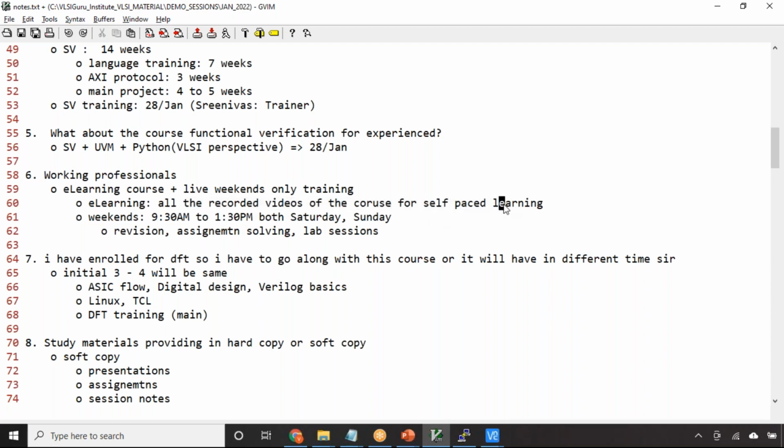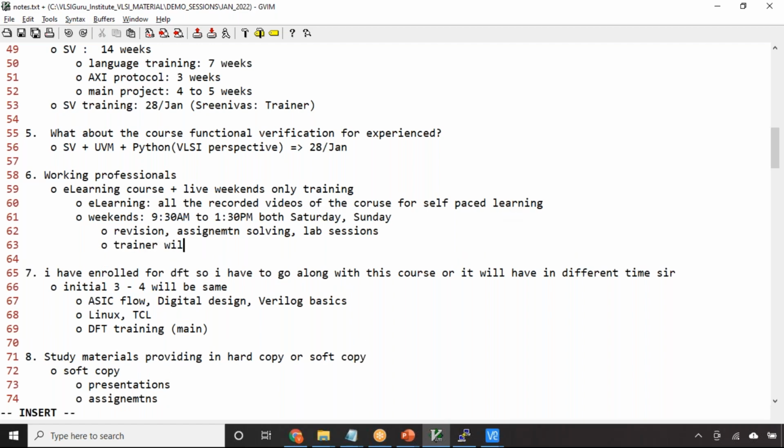Okay. And in the sessions, they will get to know up to which point we need to complete the e-learning course, right? The trainer will be telling you. The trainer will give the schedule: complete these specific topics in this week. That kind of guidance will be given. And the lab will also be part of that time, 9:30 to 1:30? Yes, the lab will be part of it.